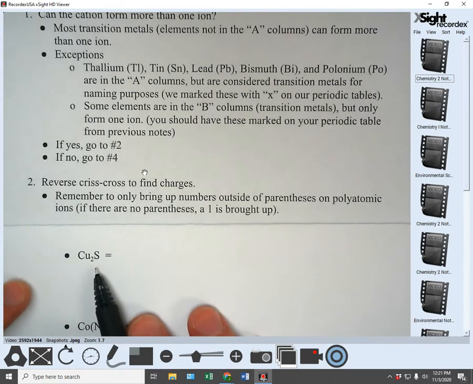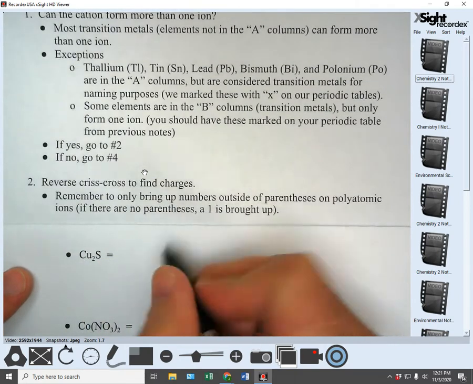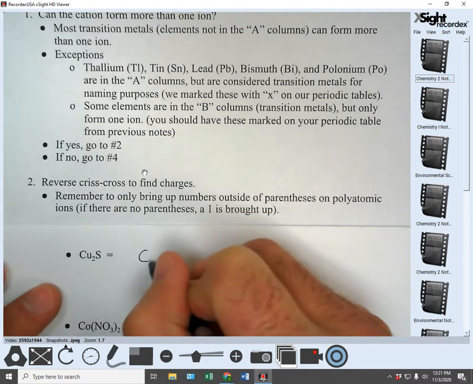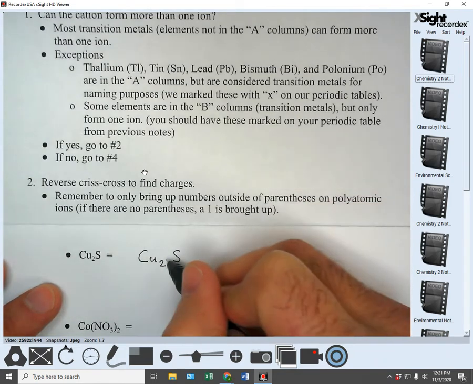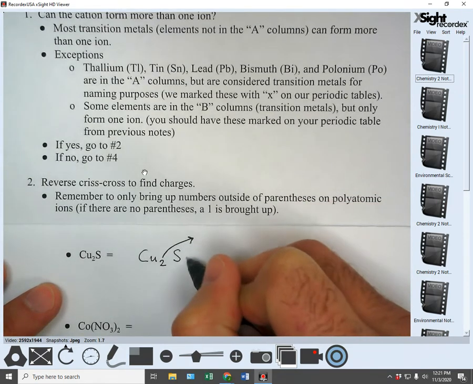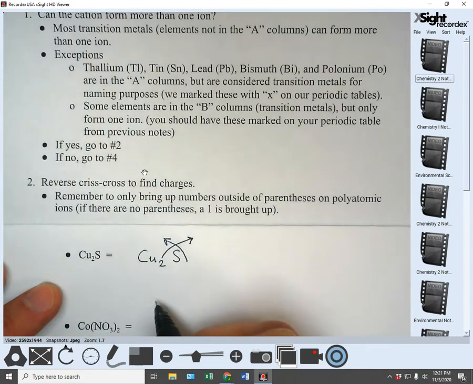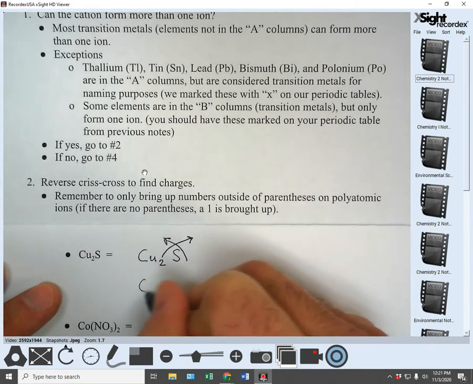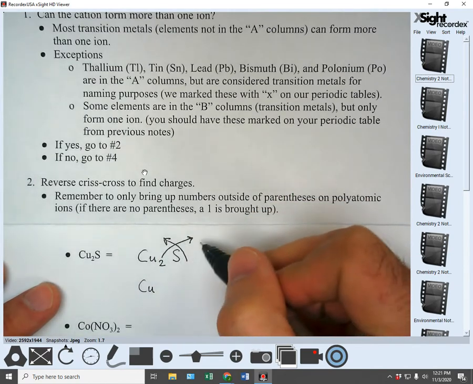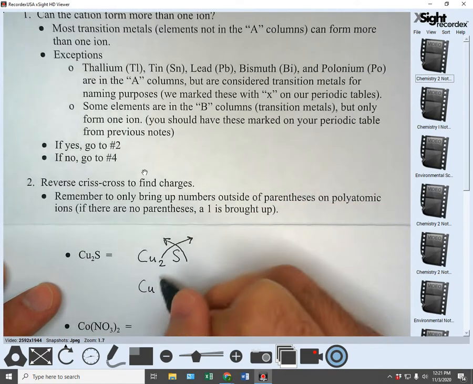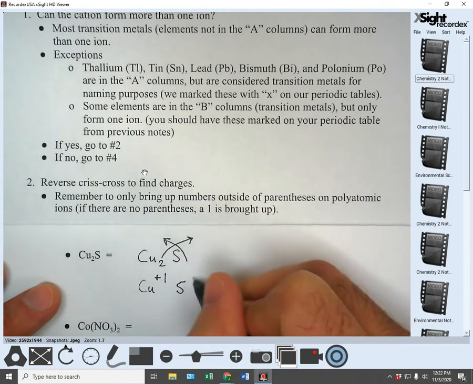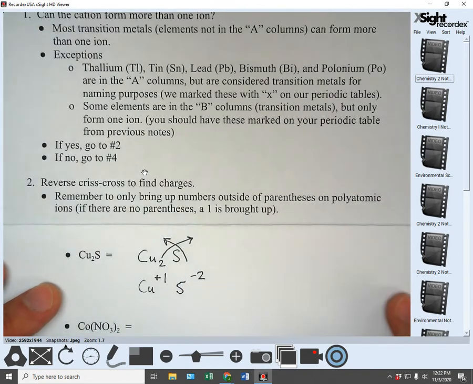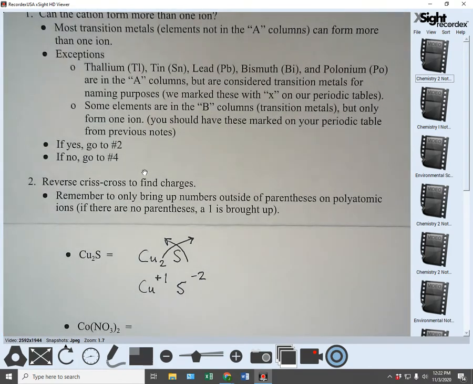So there's no polyatomics here. I'm just going to rewrite it a little bigger so you can see how we do this. Okay, so you just essentially undo the crossing. So this would turn into Cu. Remember, the first thing is always positive, second one is always negative when you bring them up. So the thing on the copper is going to be positive, so we're bringing up a 1, so it'd be +1. Up onto the sulfur, we're bringing a 2, so it'd be -2, like this. So that's step number 2.